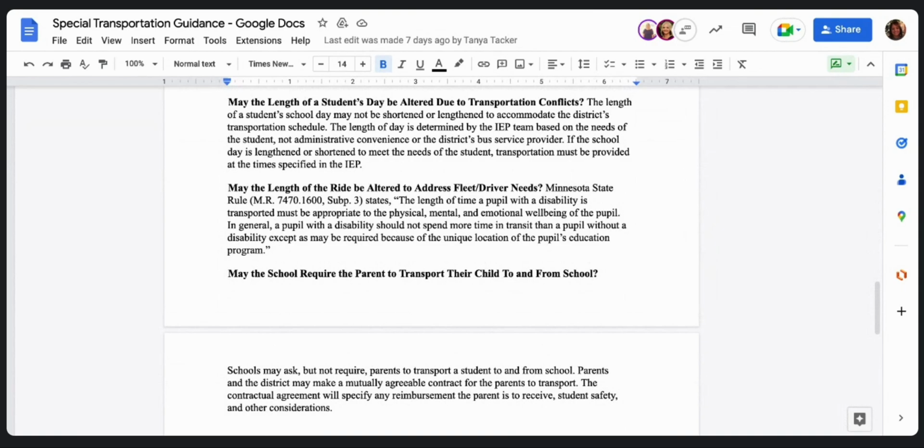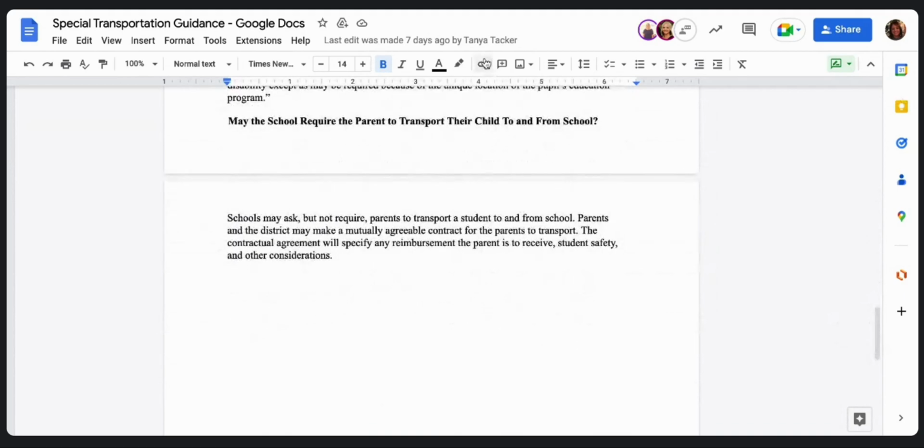Additionally, we also cover the length of the student's day and how altered school day can affect our transportation, as well as the length of the ride because of driver needs or fleet needs with the school. And then lastly is how the school requires the parent to transport to and from school. Can we do that? There are some cases where agreements can be entered, but it's not often that happens, because we as a school district are required to transport our students.